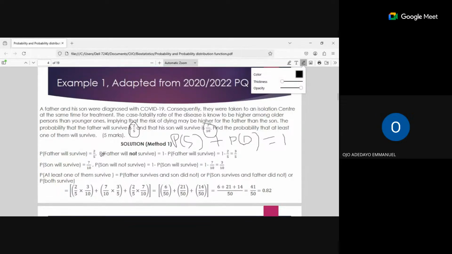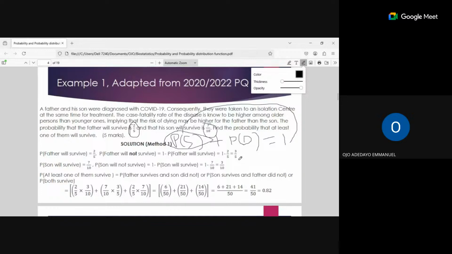So the probability that the father will survive is 2/5. Then the probability that the father will not survive is 1 minus the probability that the father will survive. We take the probability of surviving to the other side to meet 1. So we have 1 minus 2/5, and by the time you find this, you are going to have 3/5.